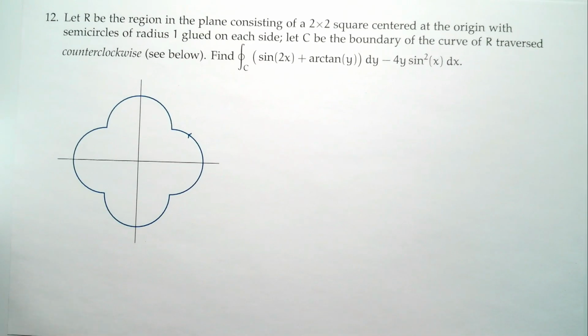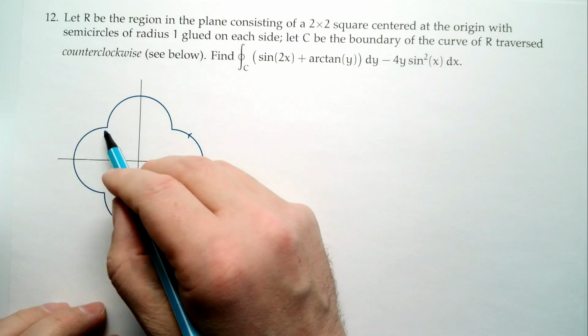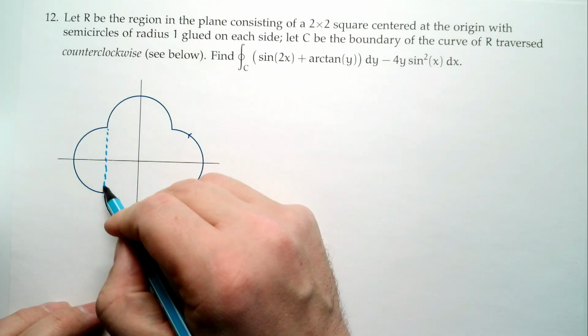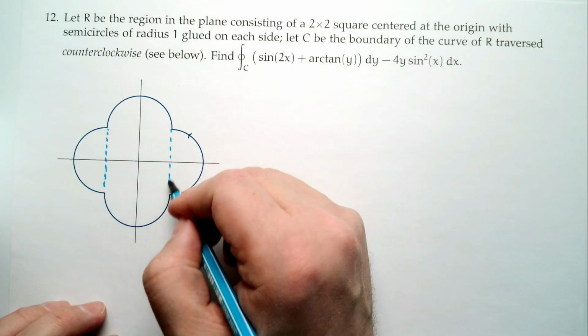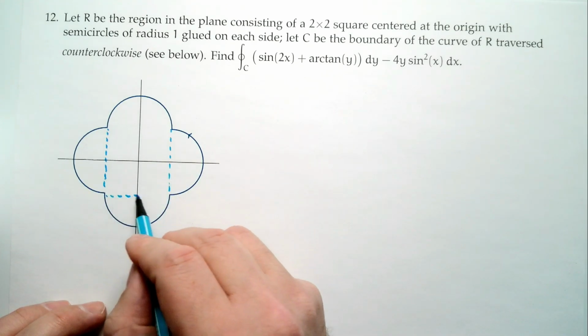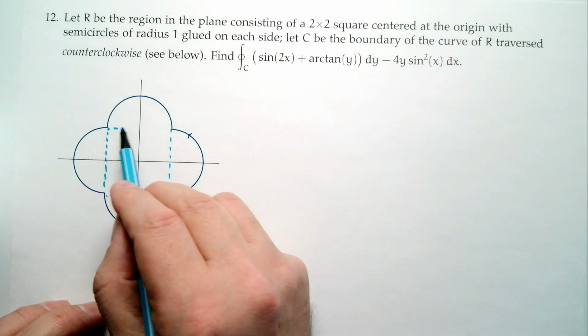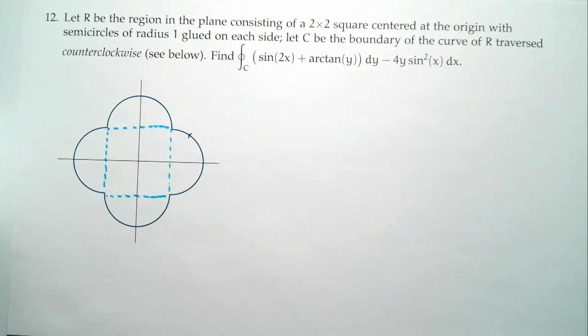Let R be the region in the plane consisting of a 2 by 2 square centered at the origin with semicircles of radius 1 glued on each side. So what's happening here is that there's this 2 by 2 square which hasn't been drawn in, so we'll add it into our picture. So I have this 2 by 2 square here. All right, so there's the shape.